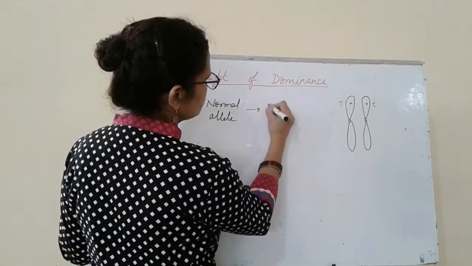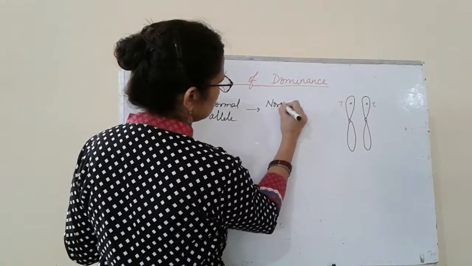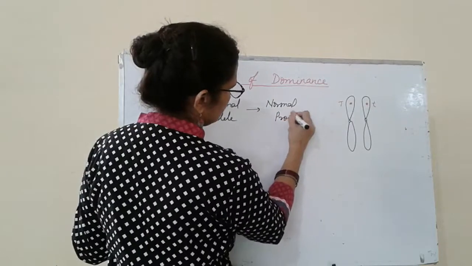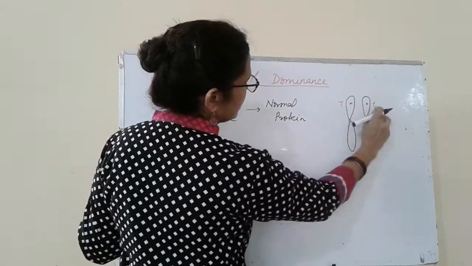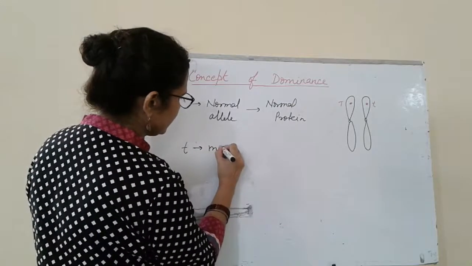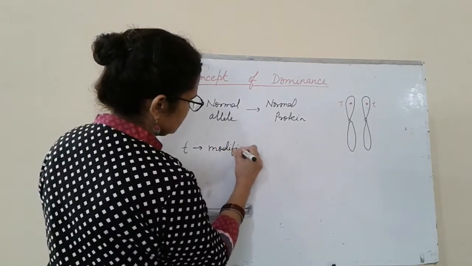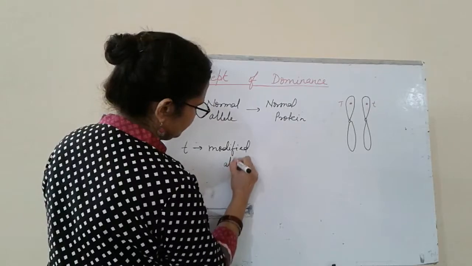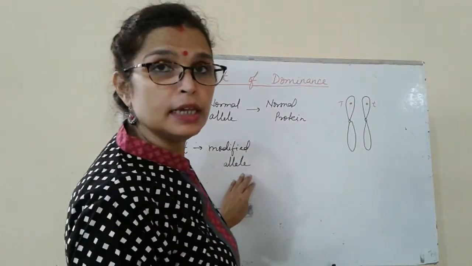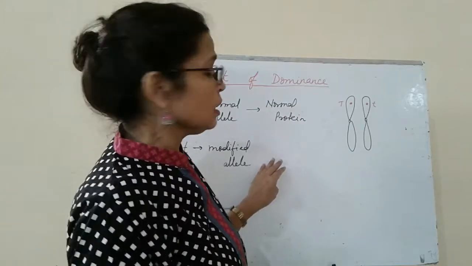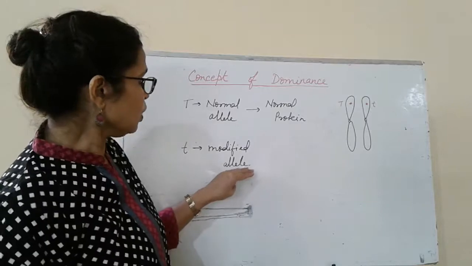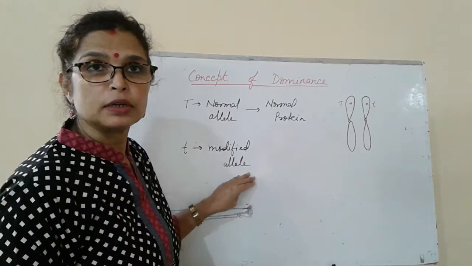So it produces normal protein for enzyme, and this small t is a modified allele. Modified allele means this allele is changed due to mutation, suppose by UV rays. So it cannot produce the normal protein.